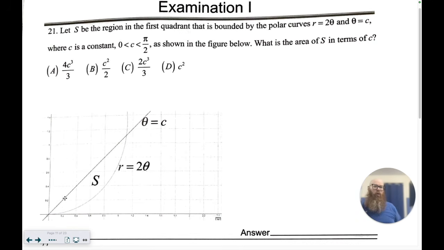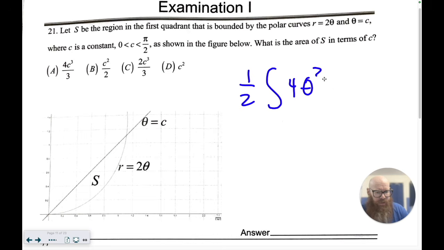All right, so we've got this region bounded by polar curves, and in the first quadrant, what is the area of S in terms of C? Okay, so what we have to know is that the area of this polar curve is 1/2 times the integral. This is just how you always integrate a polar curve. It's 1/2 the integral of r squared. Well, r is 2 theta, and 2 theta squared is 4 theta squared d theta.